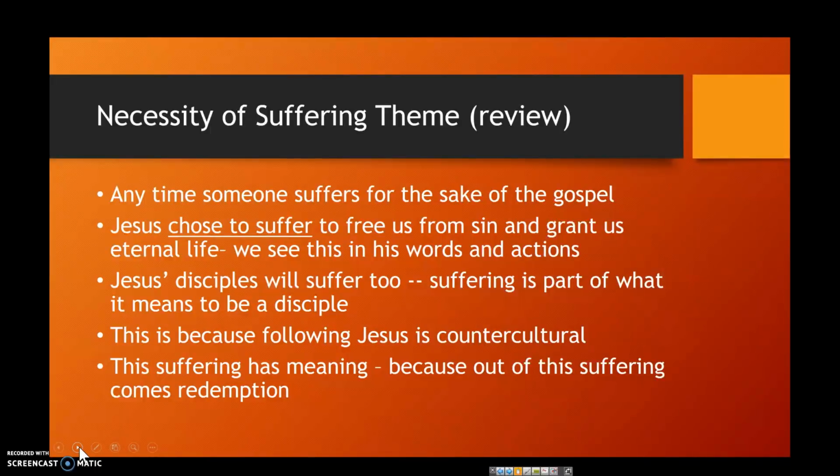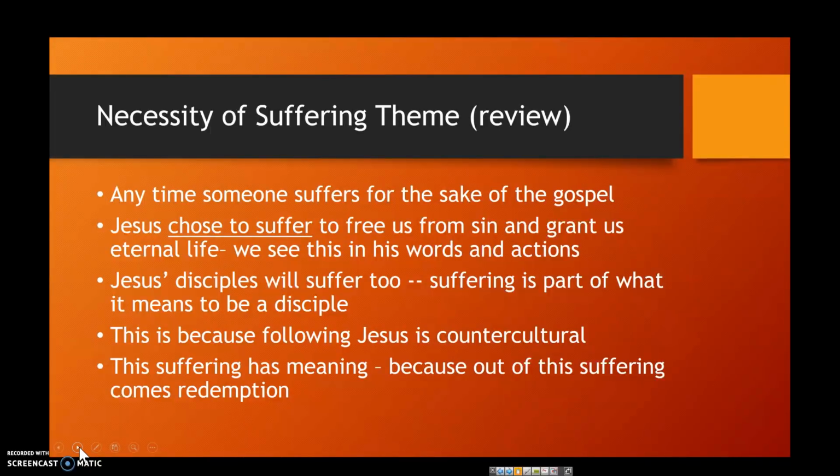And we see a connection to the discipleship theme in the fact that Jesus' disciples will suffer too. And that in fact, suffering is part of what it means to be a disciple. The reason for this is because following Jesus is countercultural. It goes against the norms of the time and place where Jesus is, as well as many things today. After all, look at the results of what happened to Jesus for what he was teaching and doing. Look at the results of what happened to many of the disciples for what they were doing, teaching, and actually living out in their lives. And so it makes sense that we, as Christians, following Jesus and the disciples, at some point in our lives, will have to suffer for the sake of the gospel.